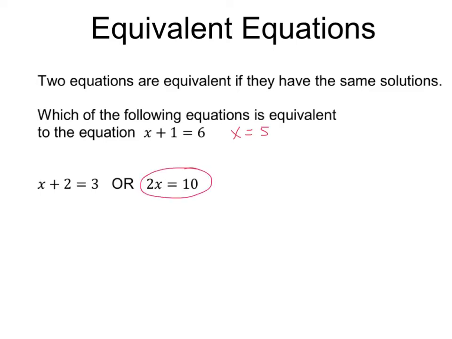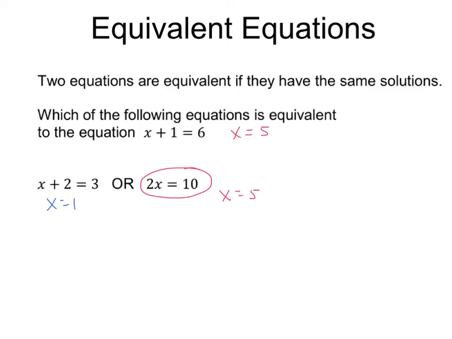Why is that true? Because the solution to this equation would be 5. Because if I replace x with 5, 2 times 5 is 10. This is true. If I put 5 here, 5 plus 2 is 7. That doesn't work. The solution to this would be 1. 1 plus 2 is 3. The solution to this one would be 1.